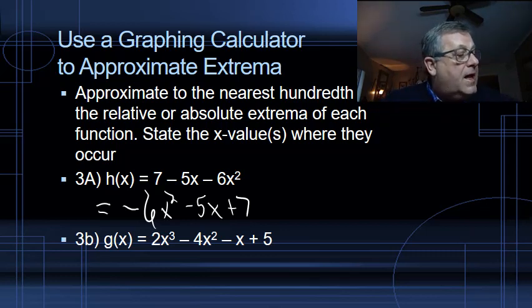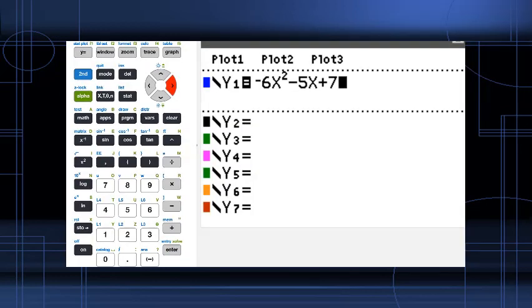Get on page 37 so that you've got these equations in front of you, and we're going to move to the calculator and demonstrate how we can use it to approximate extrema. All right, so here I'm over on the calculator, and I have entered the function equation for example 3a, and as I did on the previous slide, I rewrote that to be negative 6x squared minus 5x plus 7.